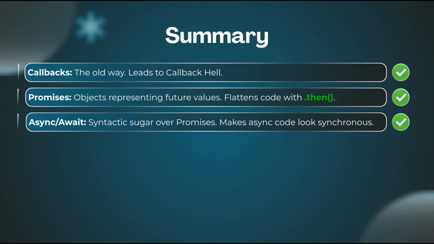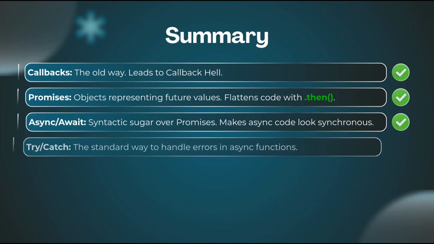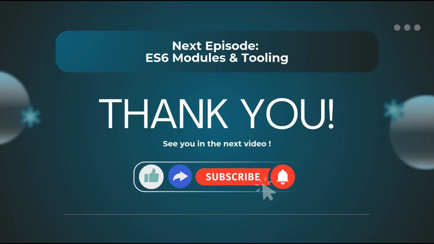That's why in 2017, async and await keywords were introduced. They're just syntactic sugar over promises, which means they just look different, but internally they're all promises, and they make asynchronous code look and feel synchronous by running it line by line. Then we have our try catch, which we can use to catch errors in asynchronous code, just like we did in synchronous code, thanks to the async and await keywords.